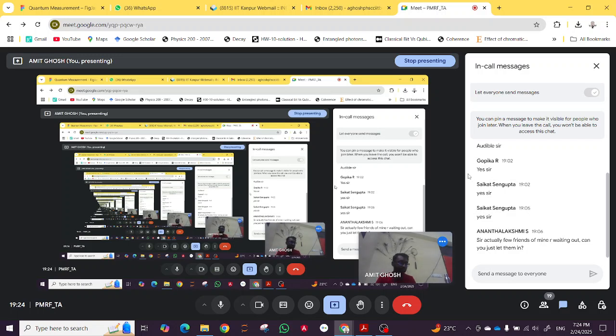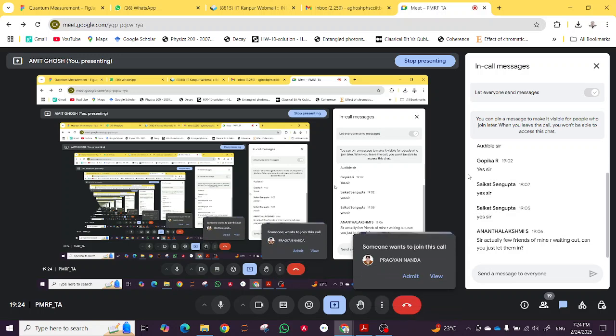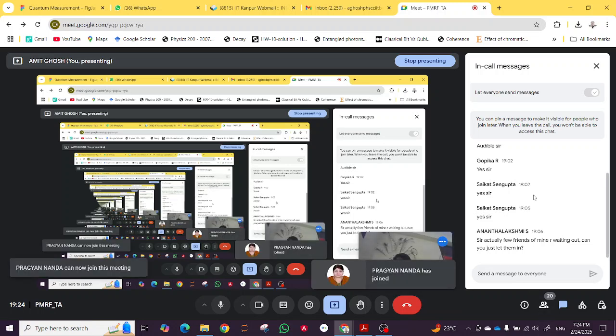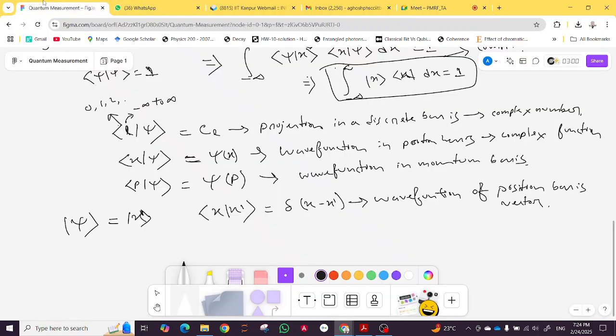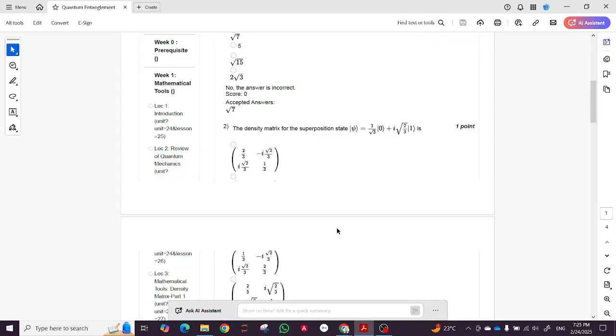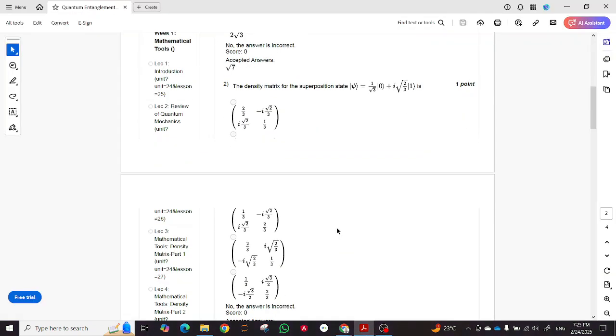Next, I will go to the density matrix and pure and mixed states. Okay, fine. So let's go to the next topic. Next, we have to write the density matrix for the superposition state given by psi.